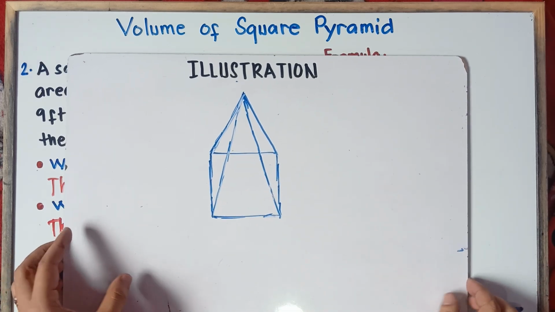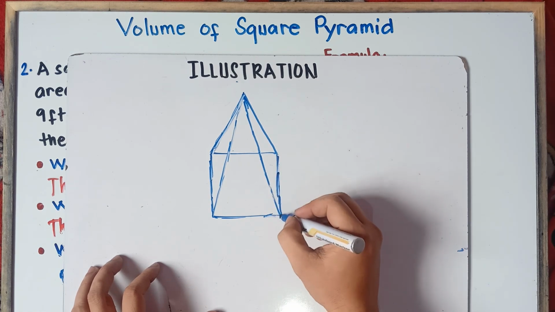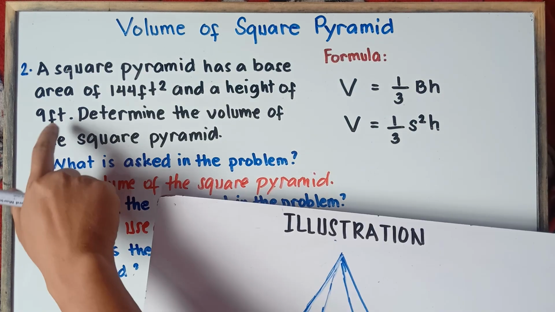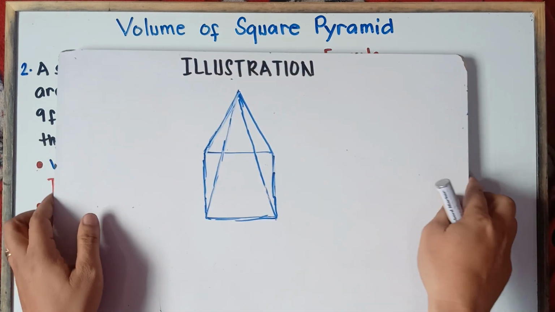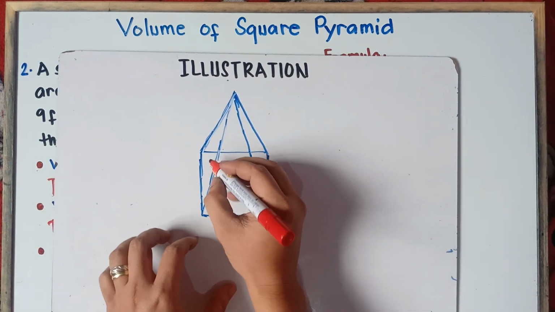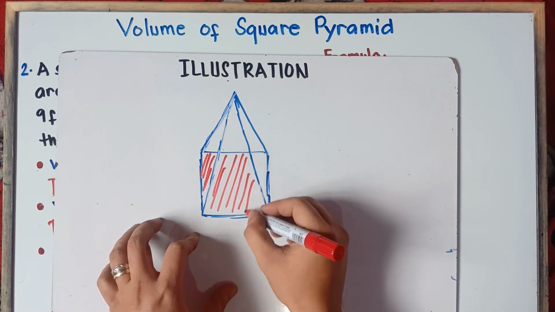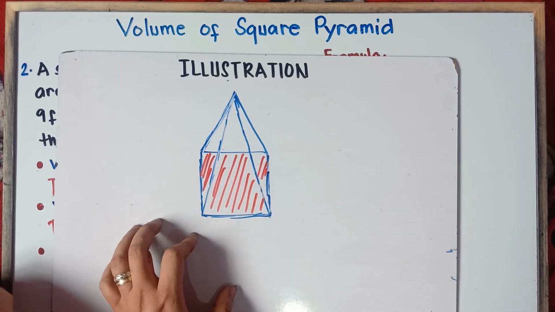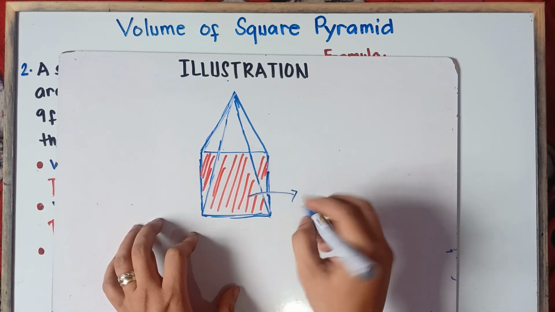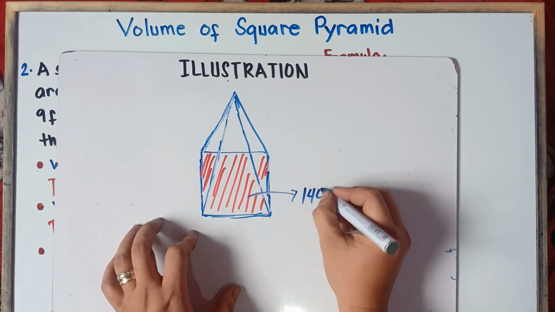Alright, so once again, we have the given base area, that's 144 square feet, and then height of 9 feet. So the area of this base, this one right here, class, the square base, this is 144 square feet.